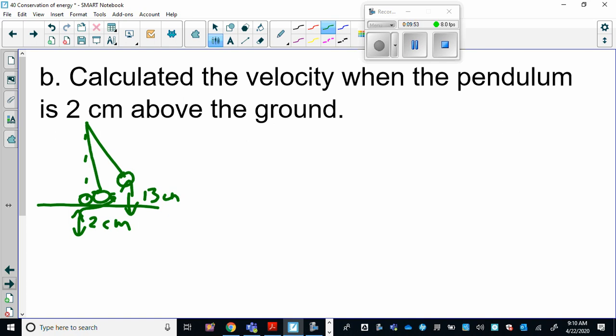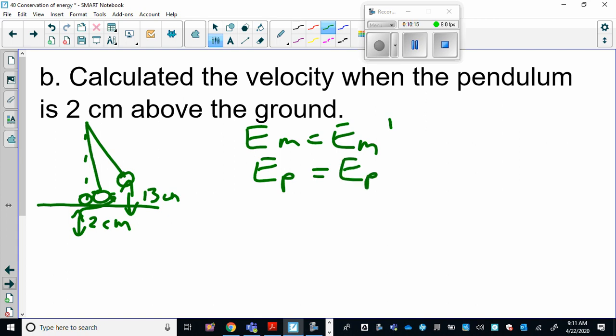So we're going to attack that question as we have done similar questions. EM equals EM prime. EM before was just EP. For the second half of the equation, the right side of the equation, we need both the potential energy and the kinetic energy, because when it's 2 centimeters above the ground right here, it has both potential energy and kinetic energy. So we need both of those intact.